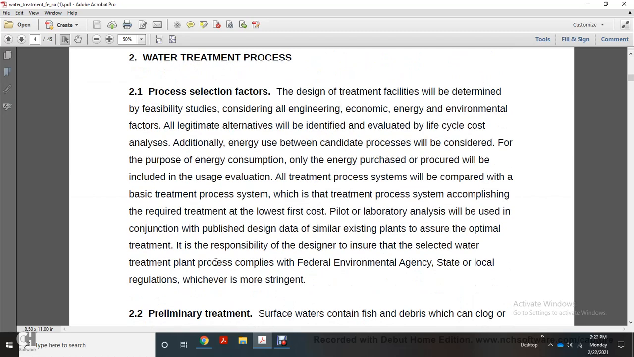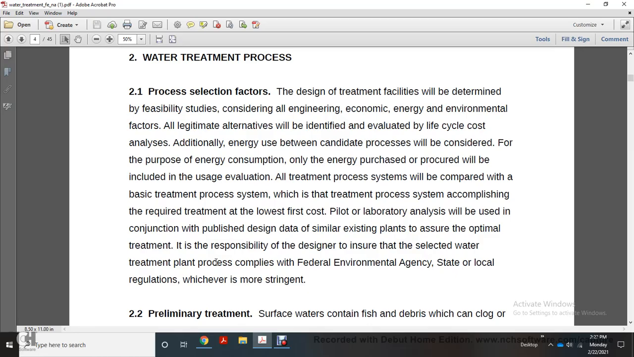Two, water treatment process selection factors. The design of the treatment facilities will be determined by a feasibility study considering engineering, economic, energy, and environmental factors. All legitimate alternatives will be identified and evaluated by life cycle cost analysis, and additional energy use between alternative processes will be considered for the purpose of energy consumption, with the energy purchase cost included in the evaluation.